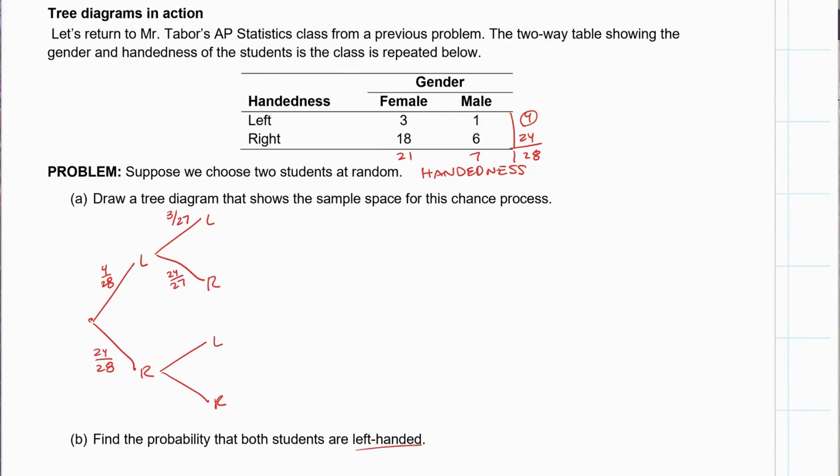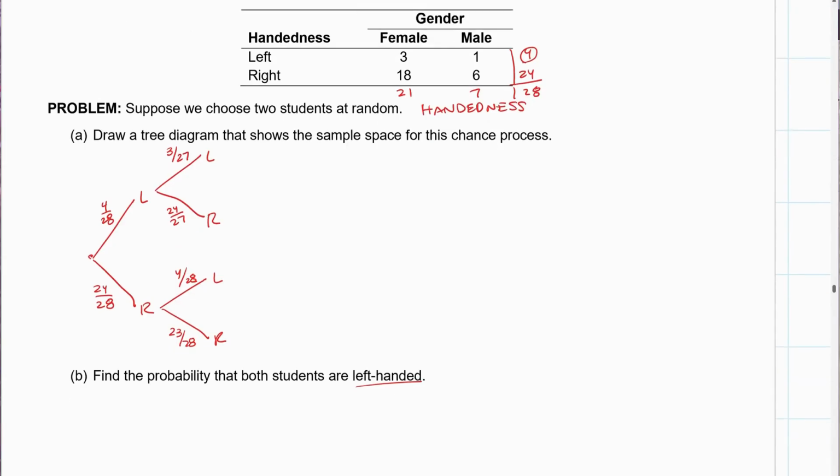Left-handed, right-handed. If the first student chosen was a right-handed student, then there's 4 out of 28 that are left-handed. Sorry, that should be 4 out of 28 there. So there's our two-way table. Find the probability that both students are left-handed.